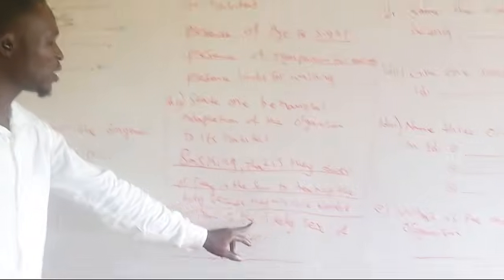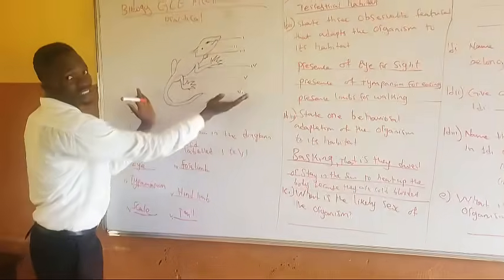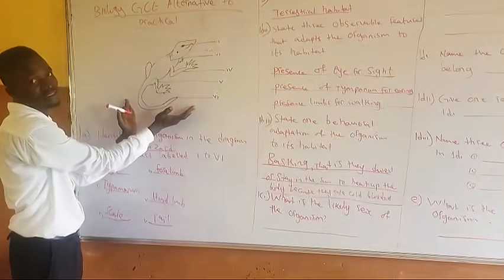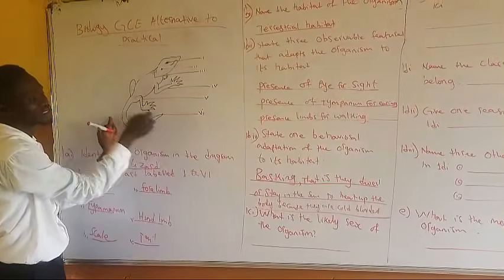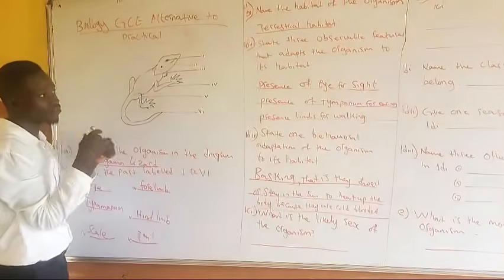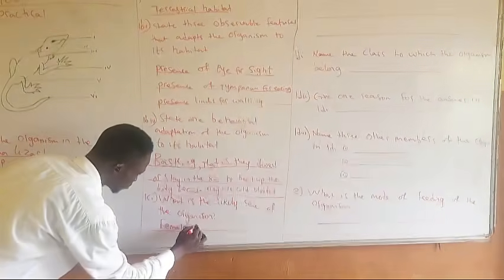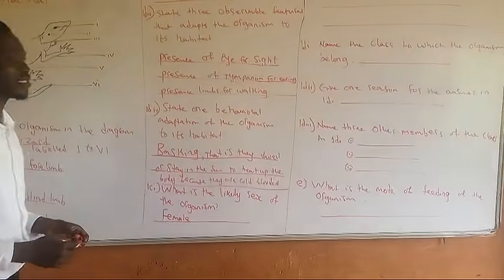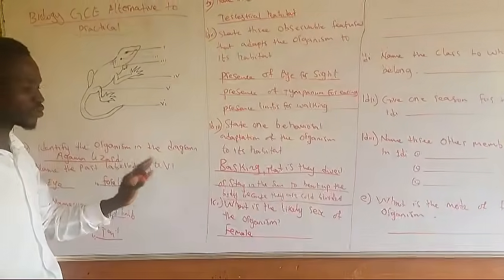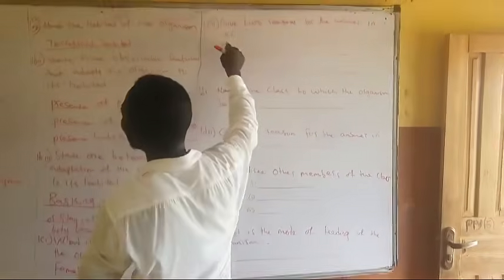Now we have been asked here, what is the likely sex of the organism? And if you look at it, this organism as a whole is not a male agama lizard. This is a female agama lizard. The next question we will address, but let's first of all do this. This is just a female. Okay, just say female. You don't need to say female agama lizard. Just say what is the likely sex? Female. Now the next says give two reasons for the answer in 1C.